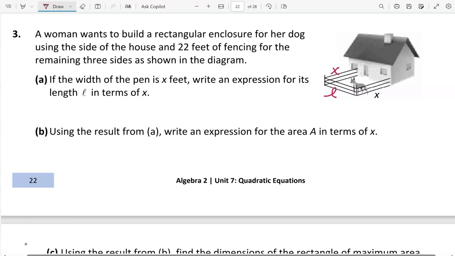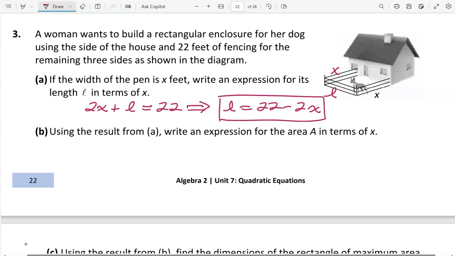Since that 22 feet of fencing is only required for 3 sides of this enclosure, that means that we have 2 widths plus 1 length, and that total is going to equal 22. If we take that equation and solve it for L, L will be equal to 22 minus 2 times x. And using that result from above, we can write the area in terms of x. Area is equal to the product of the width and the length, so x times 22 minus 2x.